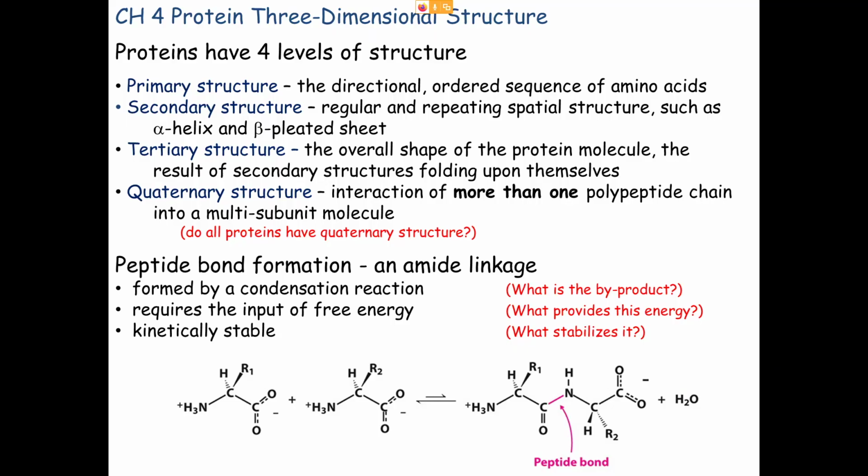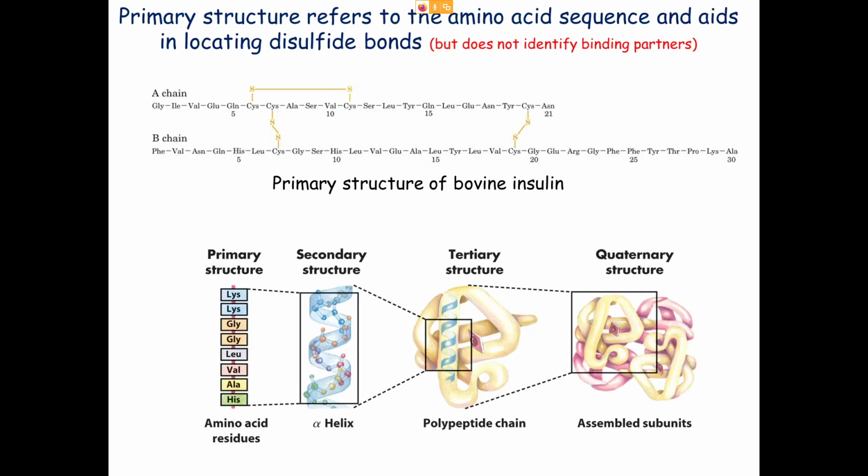So let's look at some examples of those as we go through. So in our primary structure, we have a chain here from start to finish, and in this example, it's an insulin molecule. So we start at the beginning, we have chain A, and we start with glycine, isoleucine, valine, and so forth, all the way through tyrosine, cysteine, and asparagine. Okay, so that's the primary structure of the A chain in insulin.